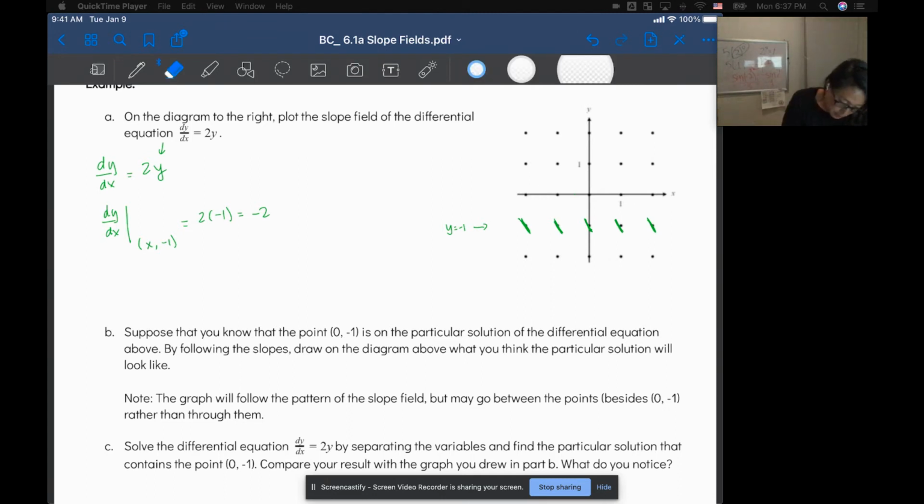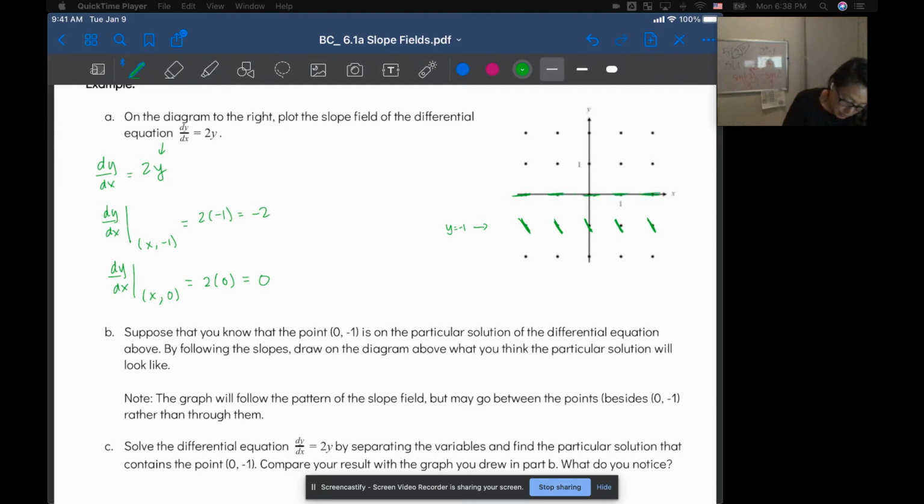Okay, so let's do dy over dx evaluated at any x value, and then my y value of 0. So (2, 0) is equal to 0. So on the x-axis, the slope is going to be 0 at all points.